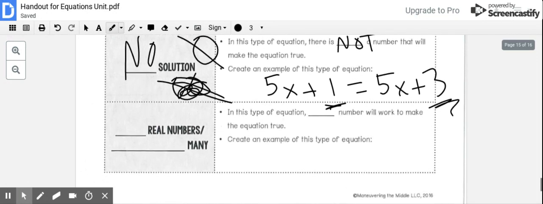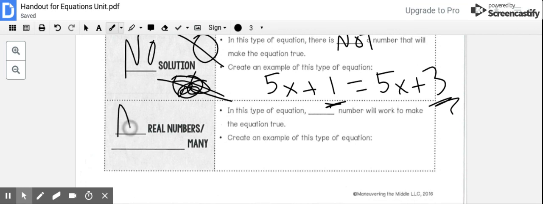Okay, then the last one. All real numbers. Remember, that's all irrational and rational numbers would work. Or sometimes they call it infinitely many.